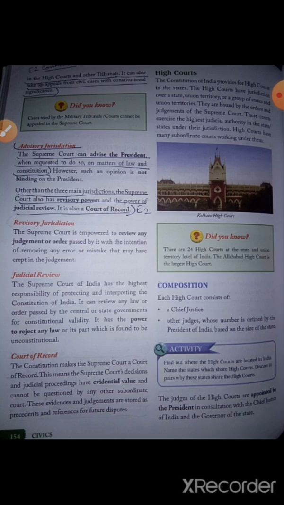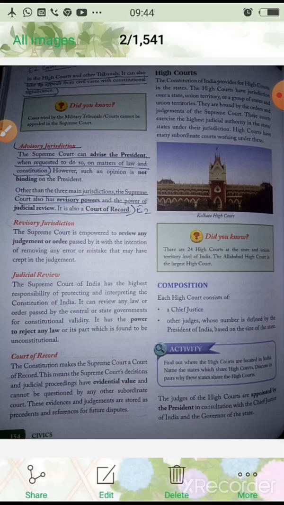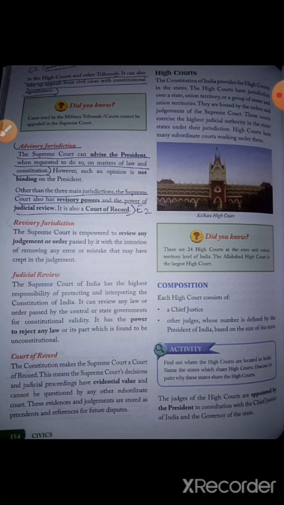Now another one is judicial review. What is that? The Supreme Court of India has the highest responsibility of protecting and interpreting the Constitution of India. It can review any law or order passed by the central or state governments for constitutional validity. It has the power to reject any law or its part which is found to be unconstitutional.